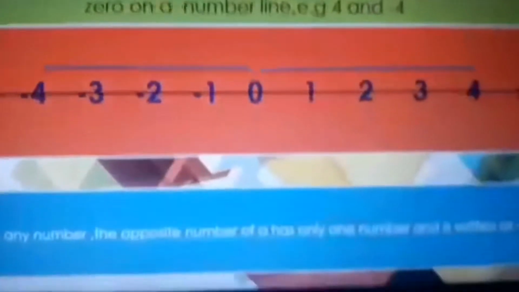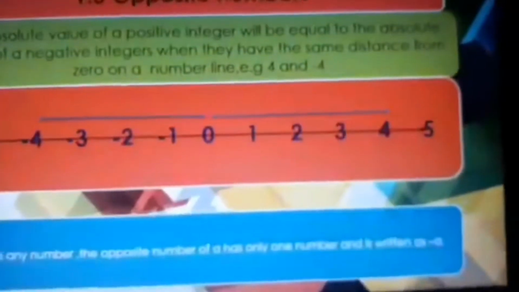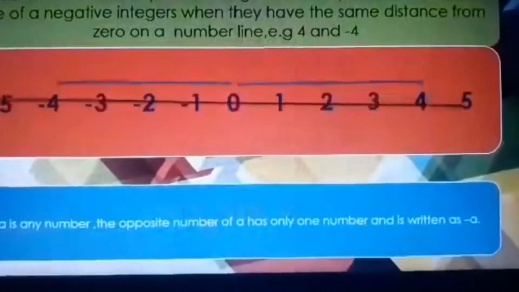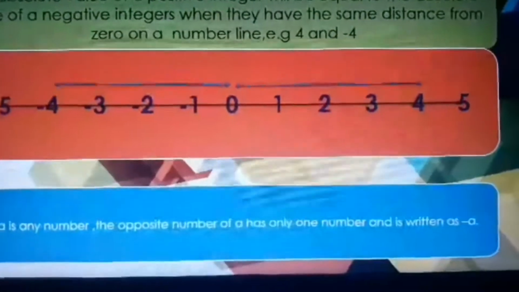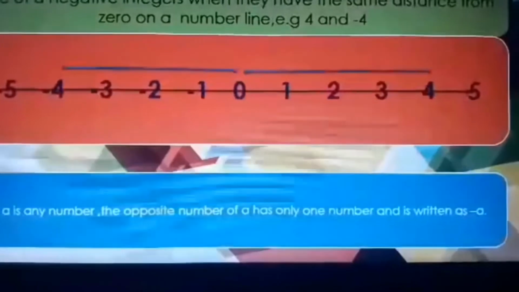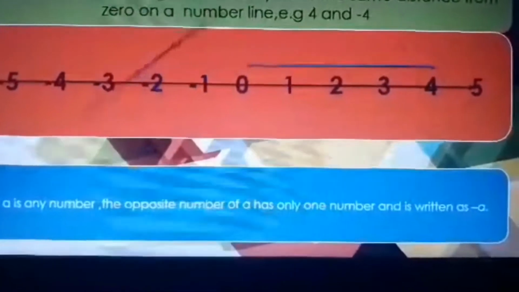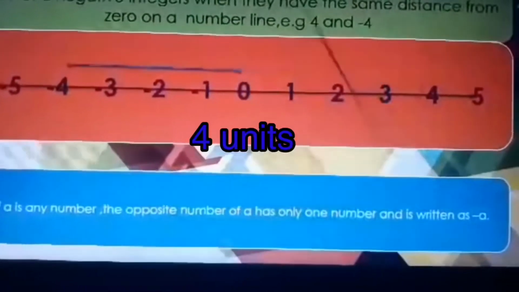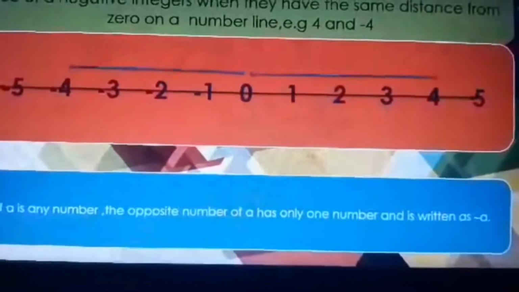So it's the graph. Okay, you draw a line, and then that is from 0 to negative 5 and 0 to positive 5. How many units are there? There are 4 units. Okay, 4 units.